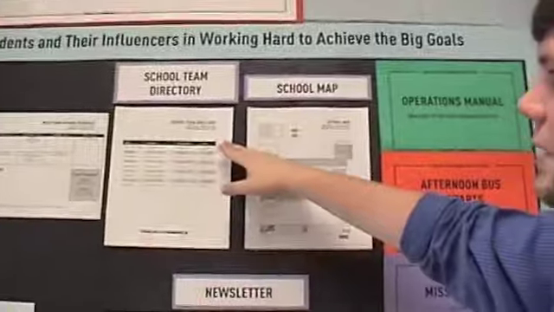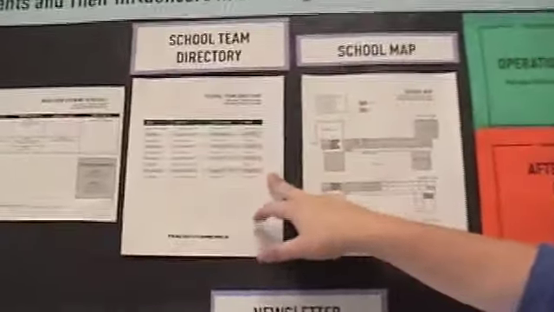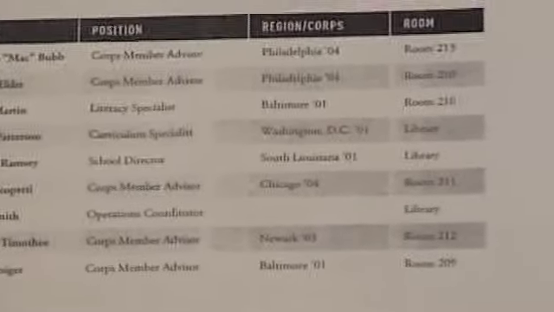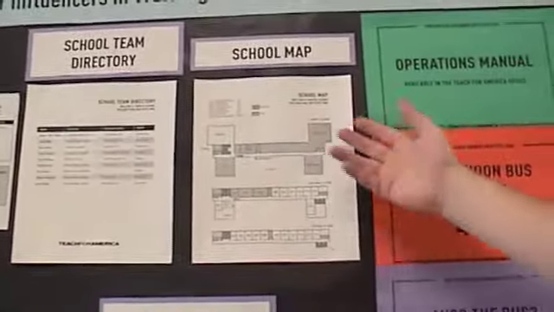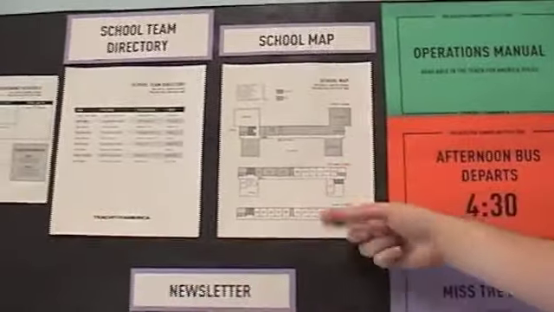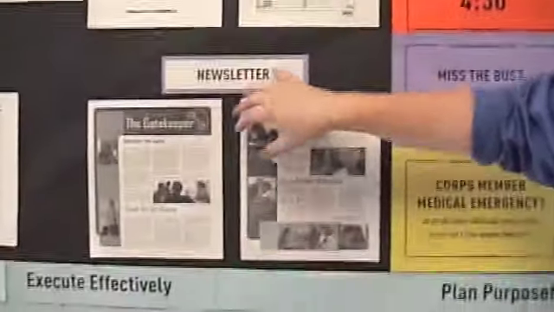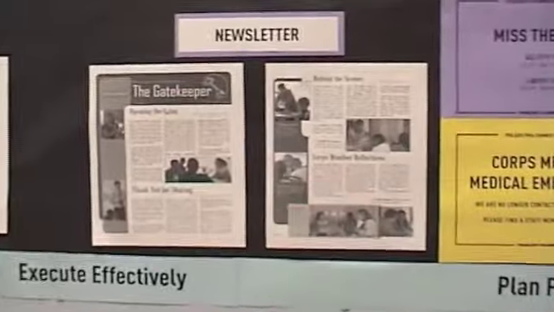And then our school team directory, you can find out where most of our CMAs and our CS would be, where their offices or their rooms are located. Our school map, so you can compare that directory to the map here. We're on 3 floors, the main floor, 2nd floor, 3rd floor, and then our newsletter here. And I post that, and it changes, of course, weekly.